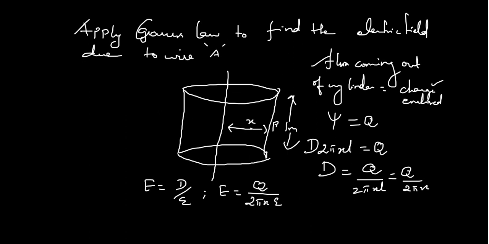Psi is equal to q, and it is again equal to the product of the flux density and 2 pi x into L, that is the surface area. So 2 pi x into L times D is equal to the total amount of charge. So D is equal to Q by 2 pi xL, and L is equal to 1, so D is Q by 2 pi x. Now the relation between E and D is E is equal to D by epsilon, so E is equal to Q by 2 pi x into epsilon.